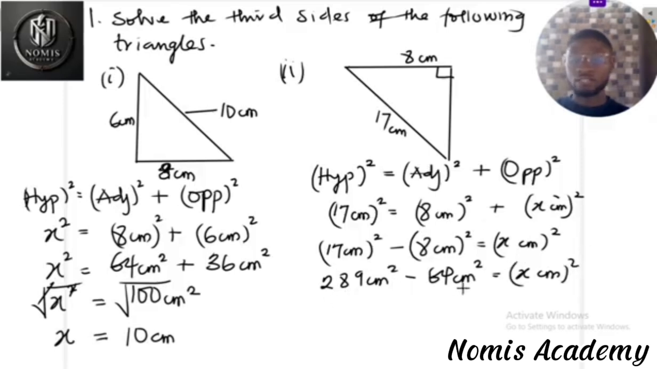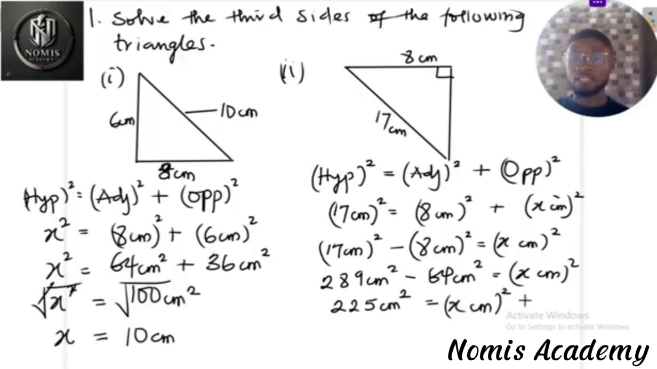So if I subtract 64 from 289, what do I have? I'll have 225, right? Yes, 225 centimeters squared. Because 9 minus 4, I'll have 5. 8 minus 6, I will have 2, and I will have 2 left. So 225 centimeters squared is equal to x centimeter squared.